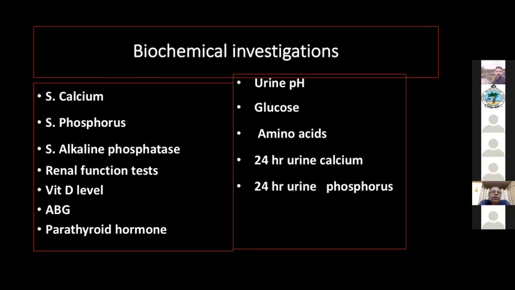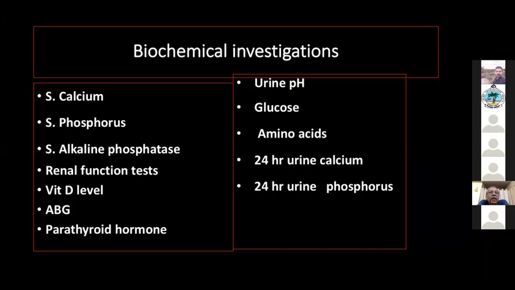Then always look for serum calcium, phosphorus, and alkaline phosphatase. Alkaline phosphatase is raised in almost all forms of rickets except one condition. What is that? Who is telling? Alkaline phosphatase is increased in all forms of rickets except one. Hypophosphatasia. Then you have to look for renal function tests because it helps us in identifying renal glomerular type of rickets. Then vitamin D level has to be assessed, ABG and parathormone.